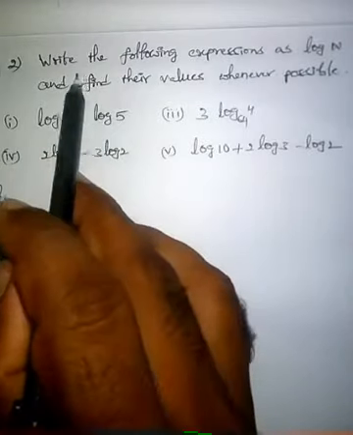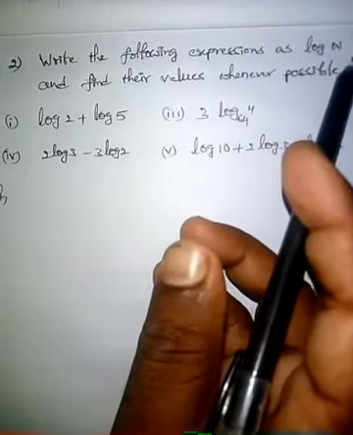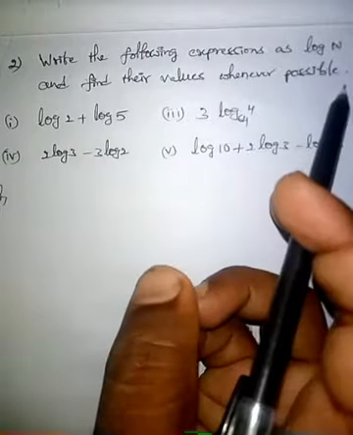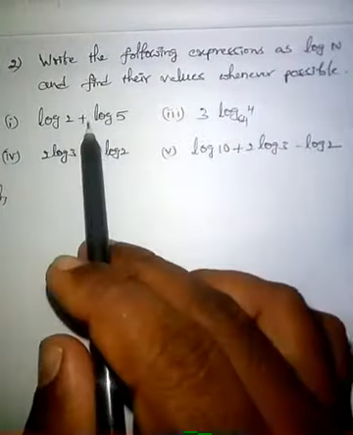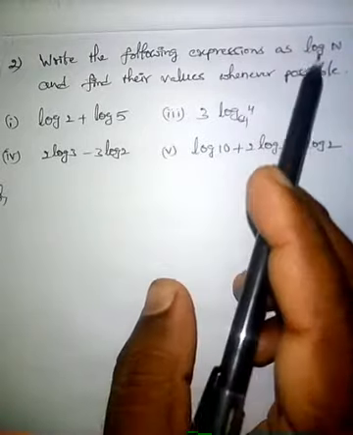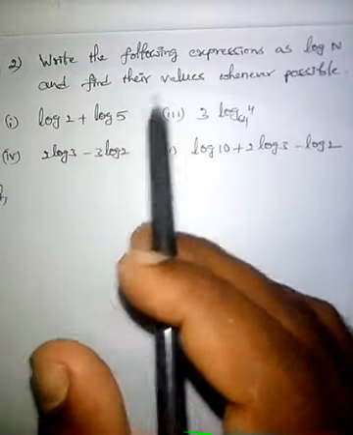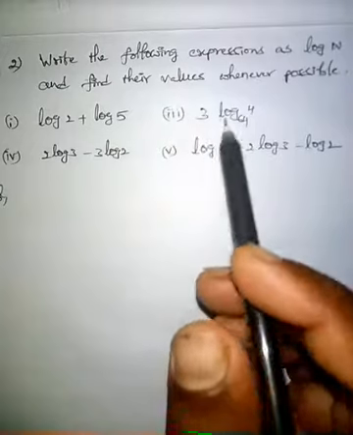Coming to the second one, write the following expressions as a single logarithm and find their values whenever possible. Here are some problems given. We have to write the given expanded forms as a single logarithm, and we have to find the values also whenever it is possible. Okay.